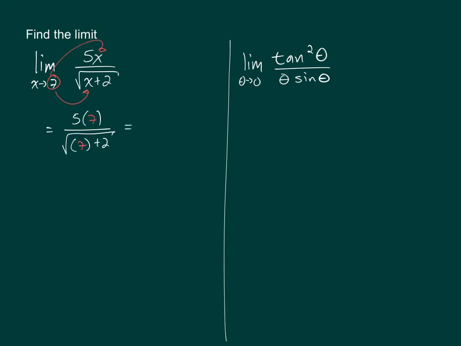And so in the numerator, you'll end up with 35, and in the denominator, you'll end up with the square root of 9, which is 35 over 3.